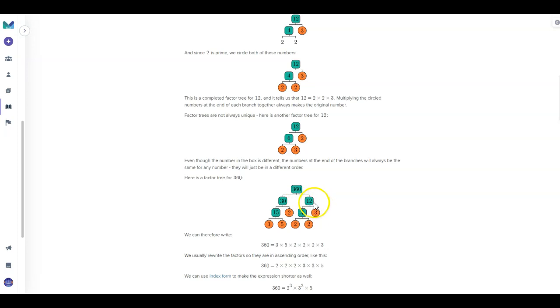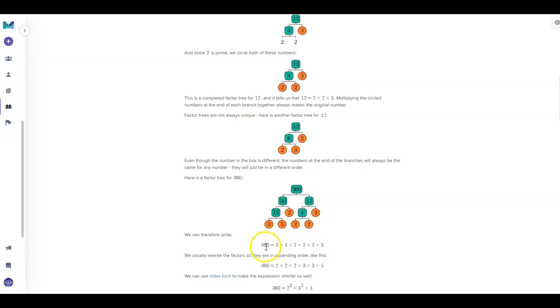2 numbers that give you 12 are 4 and 3. Is 4 a prime number? No. Is 3 a prime number? Yes, so that one got circled. So now we finish off the 4 branch, and as we know before, 2 times 2 will give you 4, and they are prime numbers. So all our prime numbers are 3, 5, 2, 2, 2, and 3.